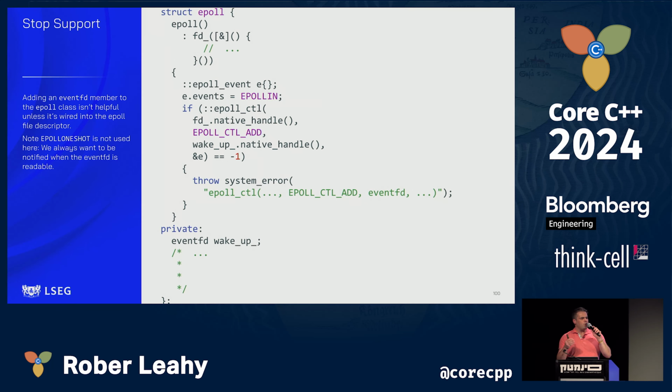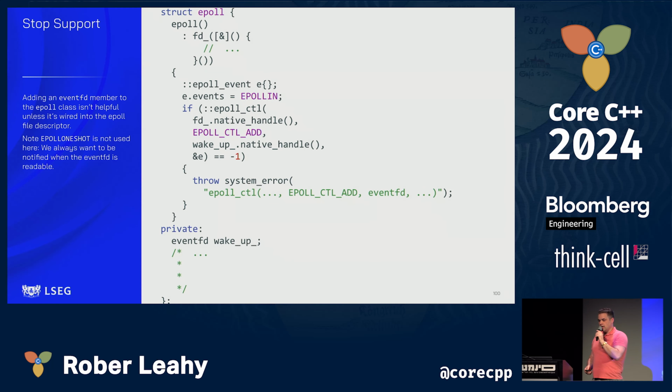Revisiting our context, we're now going to make some targeted additions. We add an Eventfd wake up member, and then in our constructor, we need to associate it with our epoll file descriptor. Note that we only specify epoll in here. We no longer specify epoll one-shot. And that's because we want to get readability notifications from this file descriptor for the entire lifetime of our context.